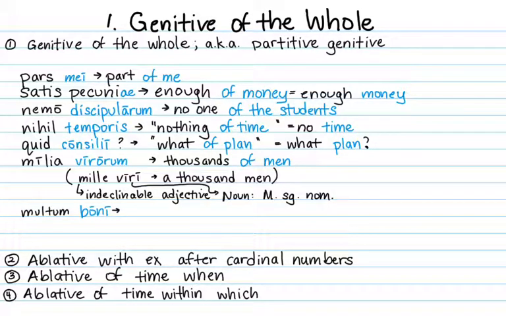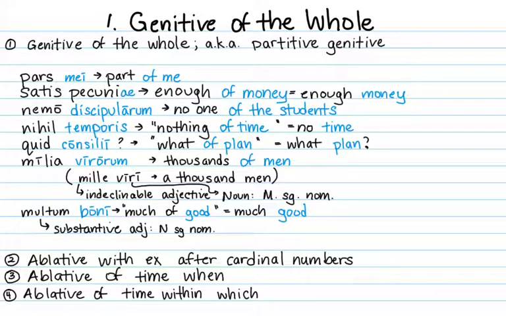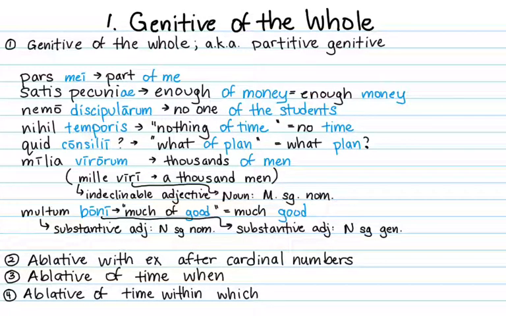In our last example, multum boni, which means much of good. Again, in English we would just say much good, but in Latin you have to use a partitive genitive. Pay close attention to this example because the first word, multum, is an adjective, but it's standing in place of a noun, which means we call it a substantive adjective. It's acting like a noun. It happens to be neuter nominative singular. The partitive genitive is also a substantive adjective. So it looks like an adjective, but it's acting as a noun here. This one happens to be neuter singular genitive. Much of good. 2 substantive adjectives.